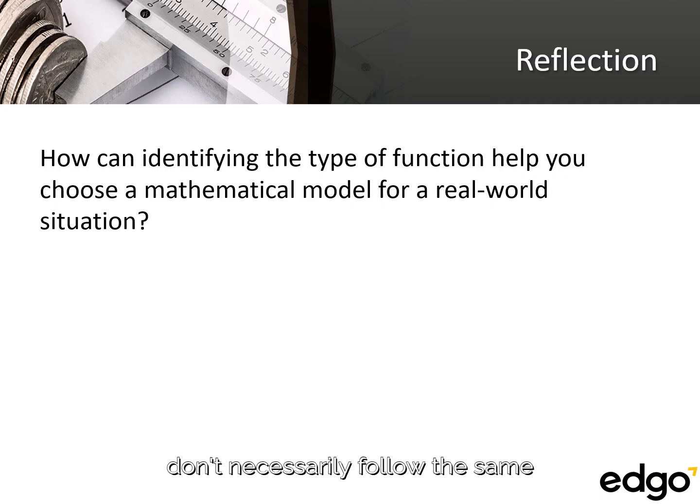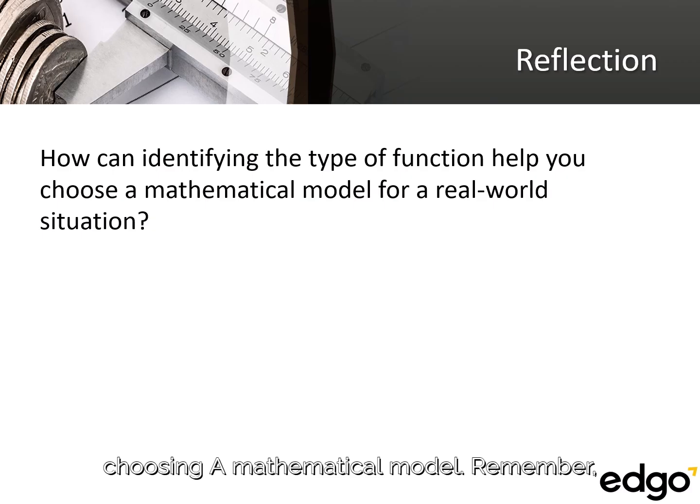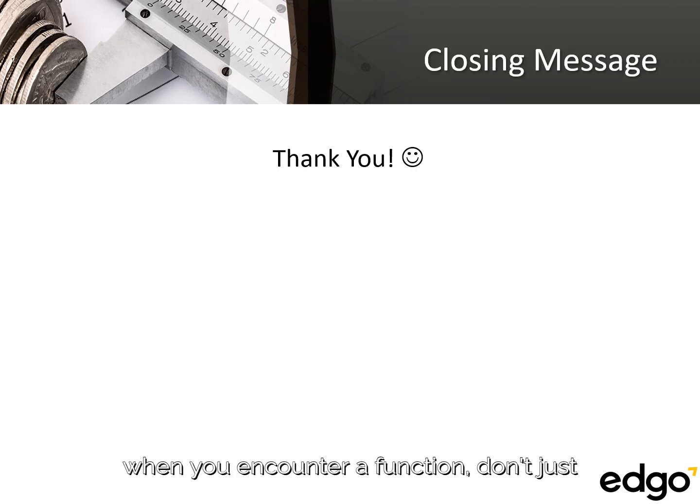These relationships don't necessarily follow the same pattern. So if we can identify the type of function that best describes the relationship, we have a better basis for choosing a mathematical model. Remember, when you encounter a function, don't just look at the numbers. Look at its mathematical form and its graphical characteristics.